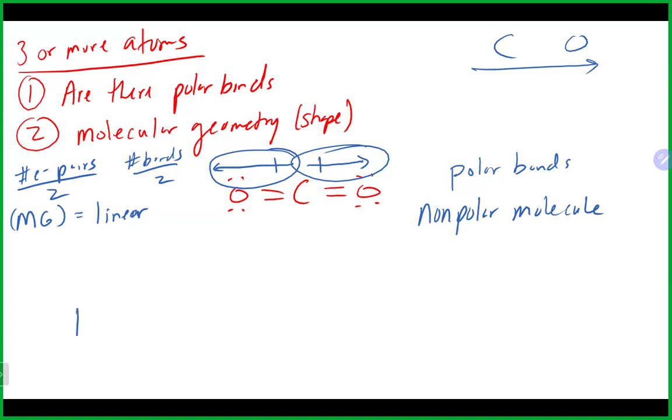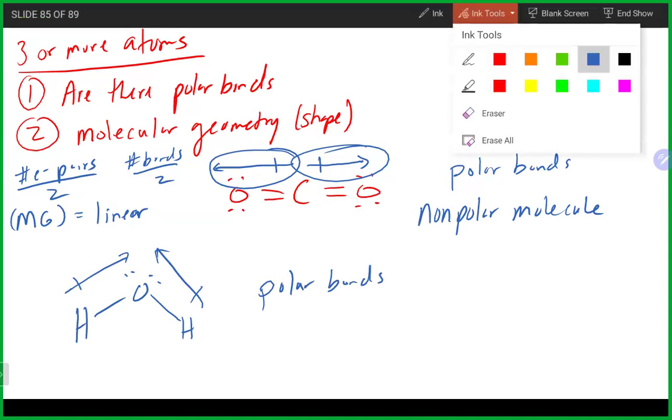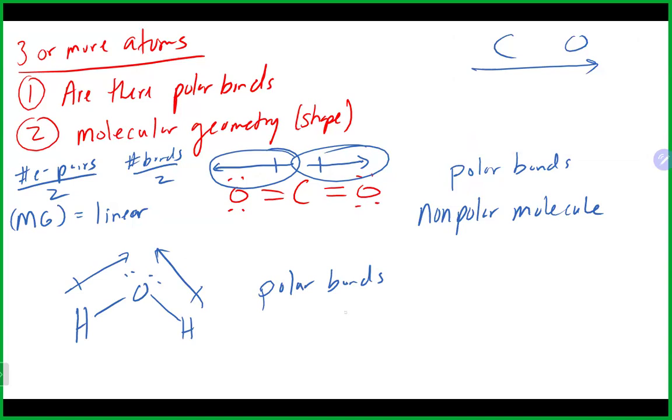Now, if we take something like our friend water here, a little H2O action happening. The bond between hydrogen and oxygen is also polar, with oxygen being more electronegative, heading in this direction and heading in this direction. So water here does have polar bonds. Now, when we look at the shape of water, which we did earlier, it has 4 electron pairs and 2 bonds, which means it has that bent or V-shaped geometry.